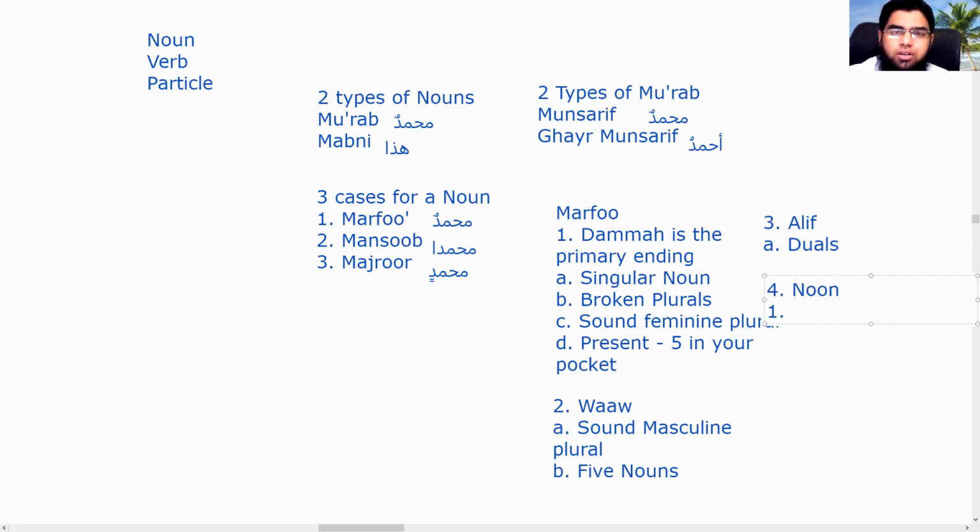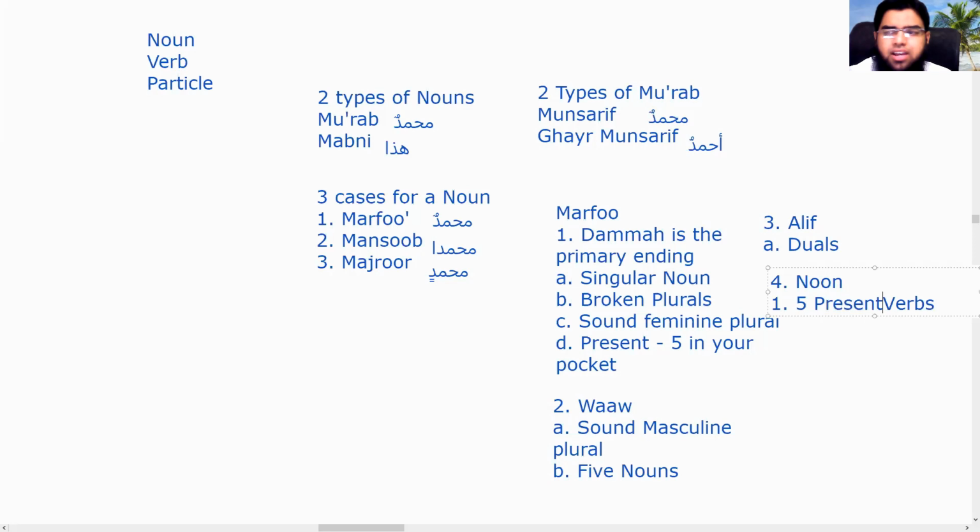Noon comes in the five verbs: yaf'aluna, taf'aluna, where the noon comes and goes. Yaf'alani is a noon; alif is the fa'il, damirun muttasil fi mahalli rafa. It's the noon. Noon comes in five verbs, in fi'l mudari', the five present tense verbs. Anywhere else, noon as a sign of being marfu? No, as far as I remember.